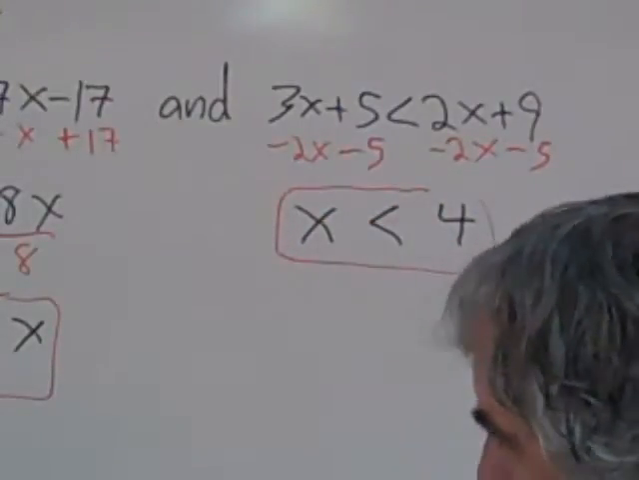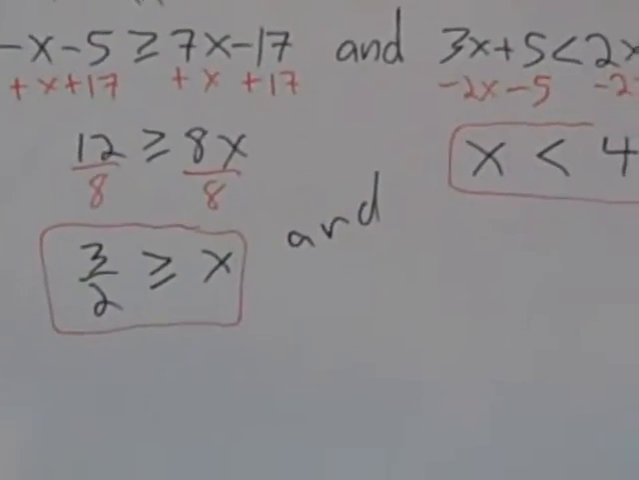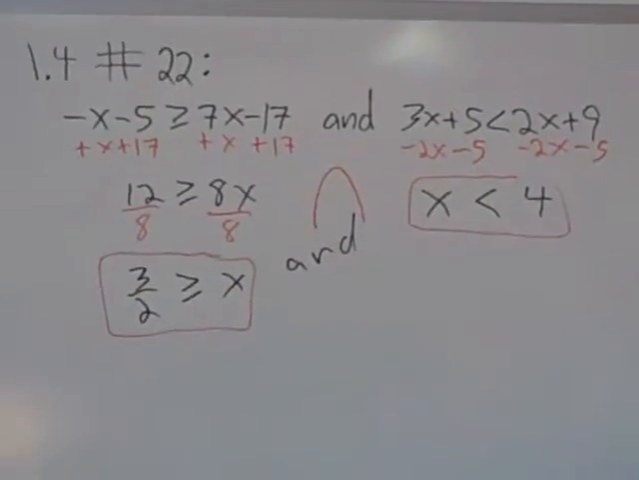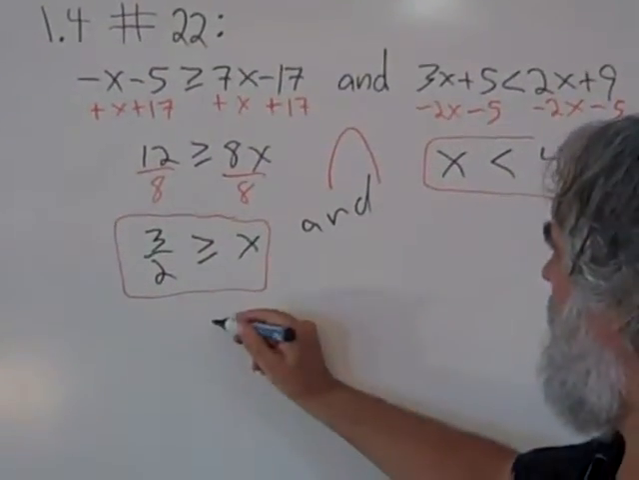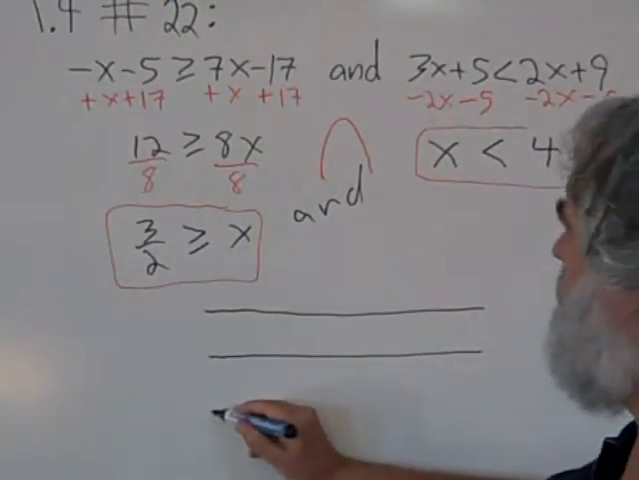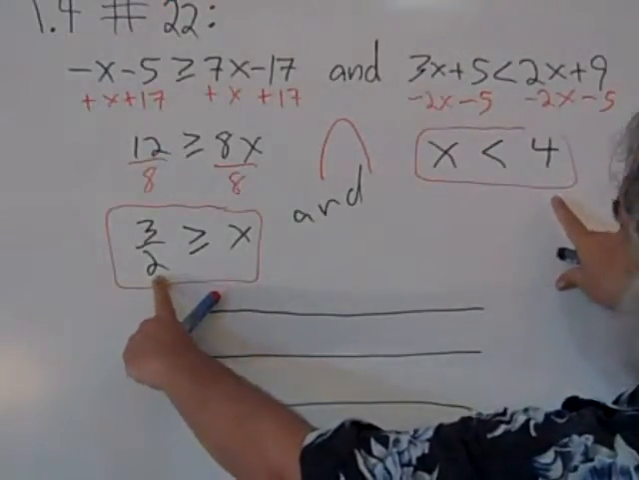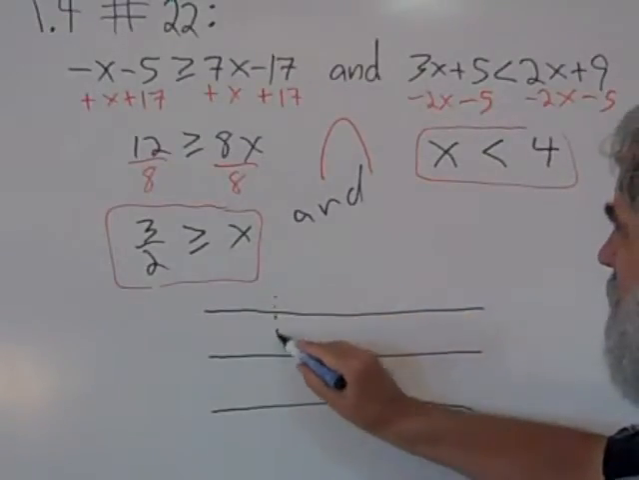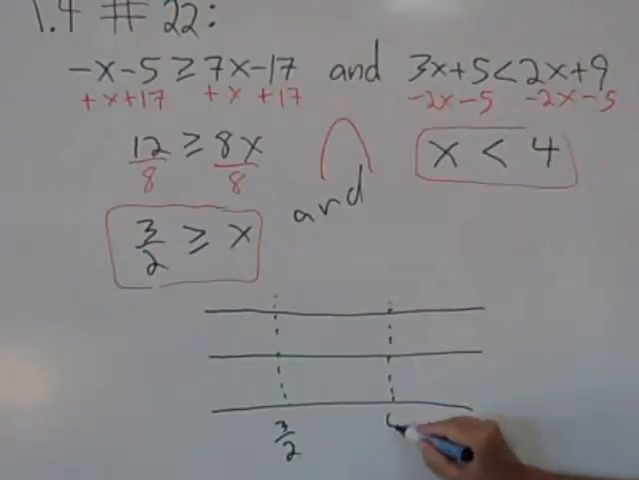And now we're looking for the and, this and that. Remember, and is intersection, the intersection of these two solution sets. So we'll graph a line for the first solution set and a line for the second solution set, and then for the and, the intersection of the two solution sets. The numbers involved are 3 halves, which is 1 1/2, and 4. So the smaller number is on the left, there's 3 halves, and to the right is the number 4 on all 3 of these number lines.